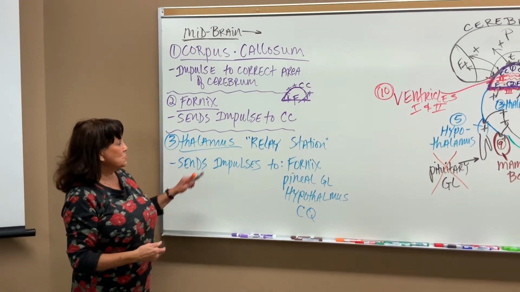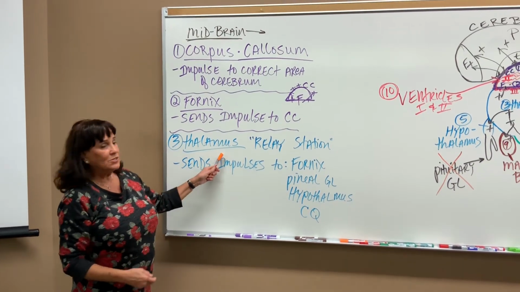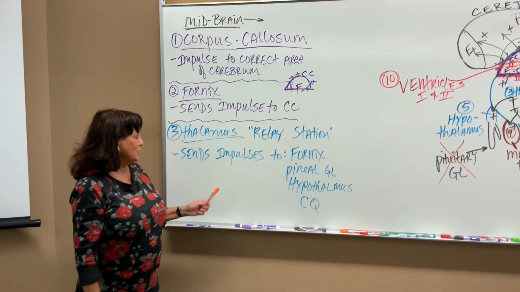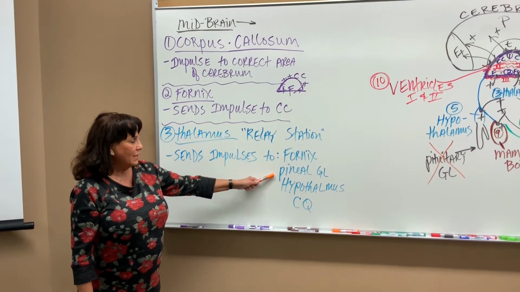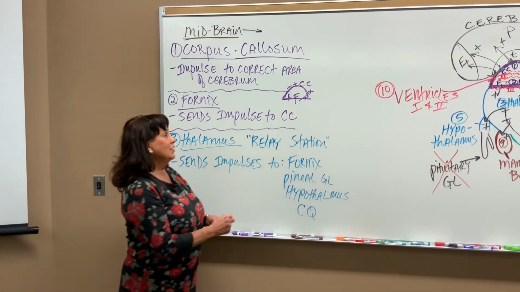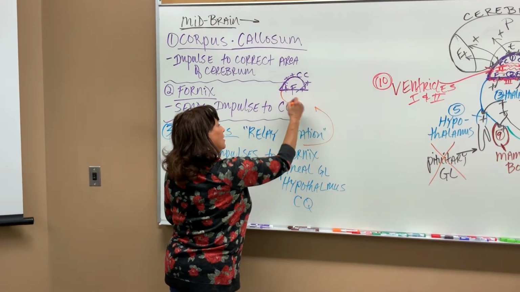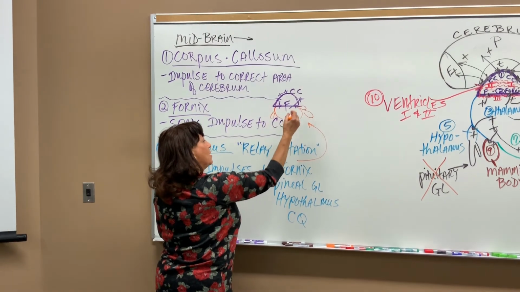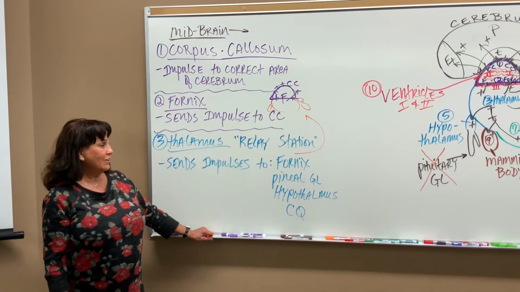Then the next crucial part is the thalamus, okay? The thalamus is called the relay station. I call it the railroad station, but relay station. It's going to send the impulses to the fornix, to the pineal gland, to the hypothalamus, and the CQ. So essentially, it's going to send everything to the CQ, the hypothalamus, and all those structures in here, okay?